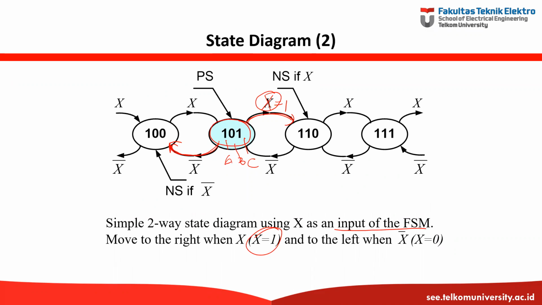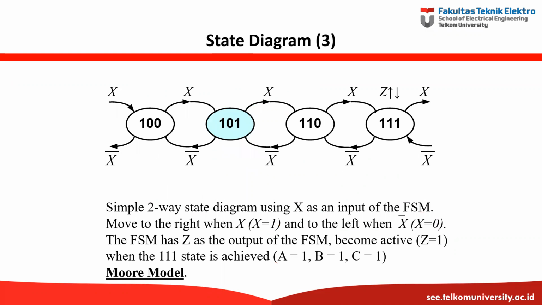Now, we already take into consideration the input, and we call it the input X. How about now the output? The output, we can call it Z. And Z is active if the present state is 1, 1, 1. So A is 1, B is 1, C is 1.